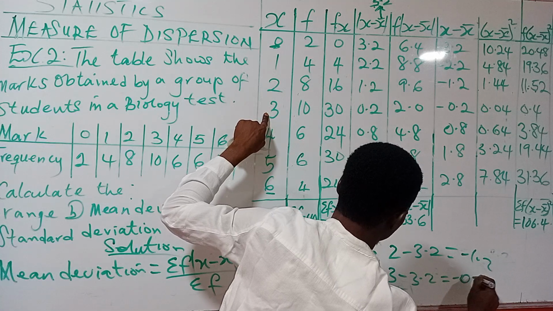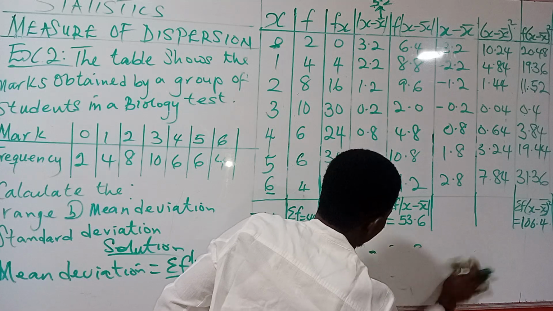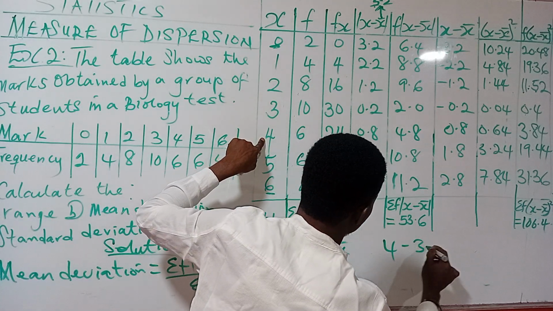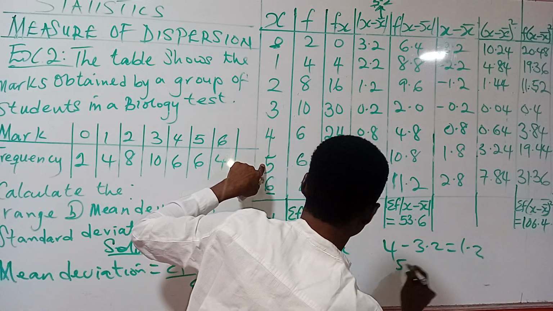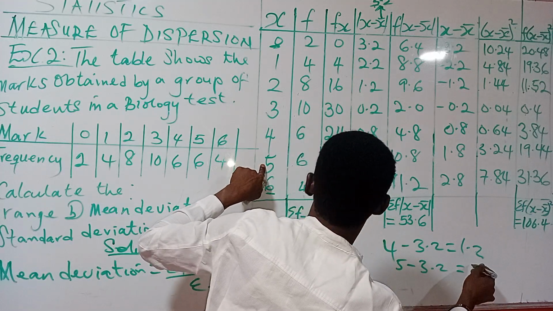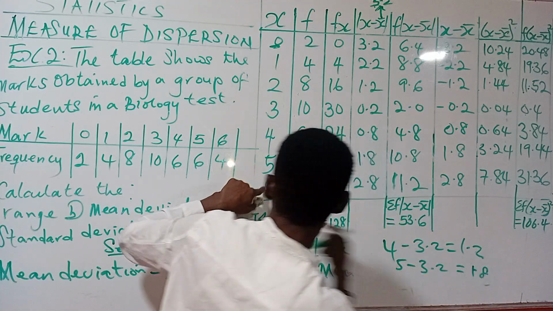Then you have 4 minus 3.2, which equals 0.8. Then 5 minus 3.2 equals 1.8. Then the last one is what?